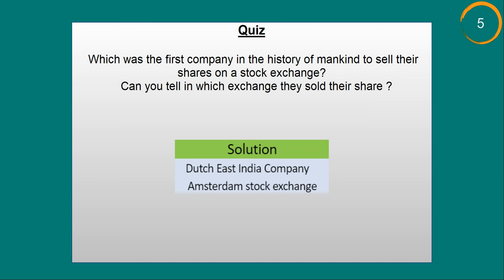Solution time. It was Dutch East India Company in the year 1602 and they sold their shares in Amsterdam Stock Exchange. That's all we have for this lesson on stocks. We discussed stocks, stockholders, dividend, common stocks, and finally preferred stocks. In our next lesson, we shall discuss capital and treasury stocks.